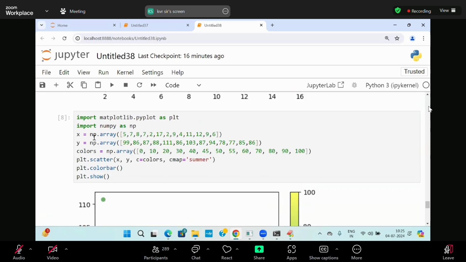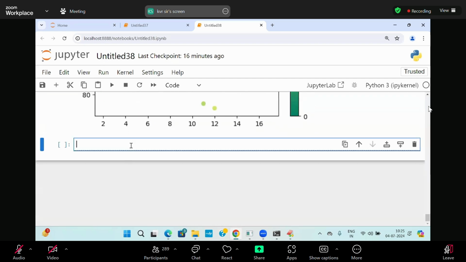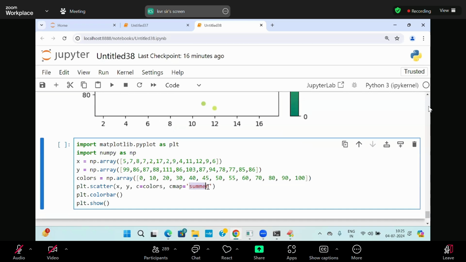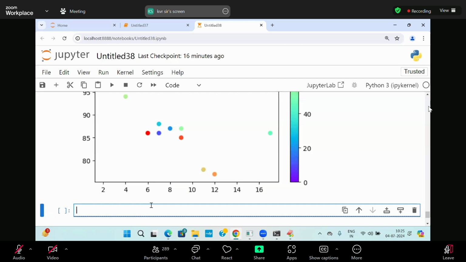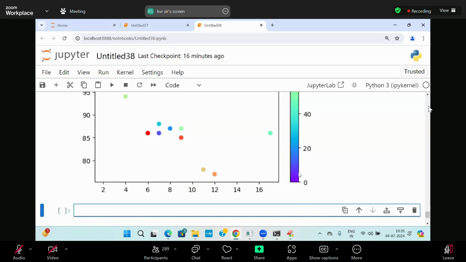Next, I will use rainbow colors. I will use rainbow here. So here you are going to use rainbow colors. Are you following that? Rainbow colors.